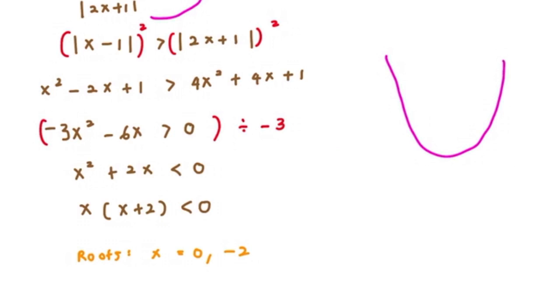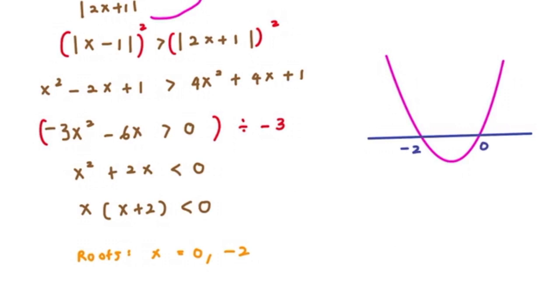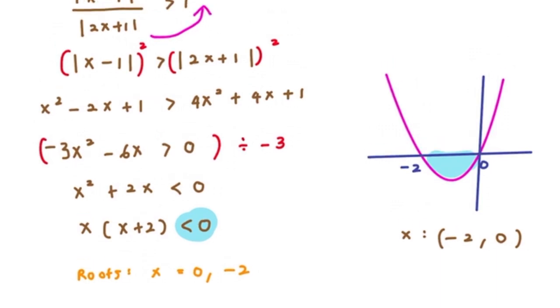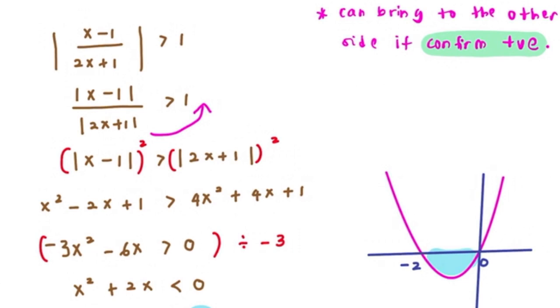So just draw one small shape of the graph. Then your x-axis, your roots is -2 and 0. So this is your y-axis. Then less than symbol means choose only the area of less than 0, which is negative area. So that negative area is actually x from -2 until 0. Open circle. Okay, but the original question is fraction. Okay, this is the original question, fraction.